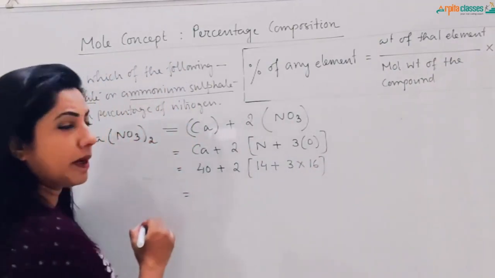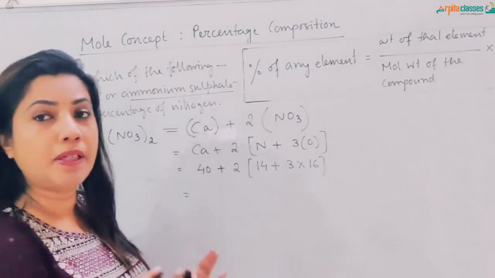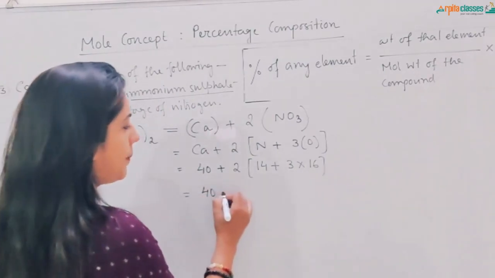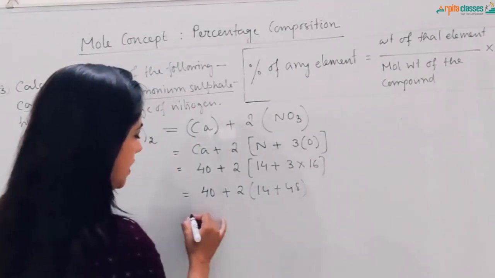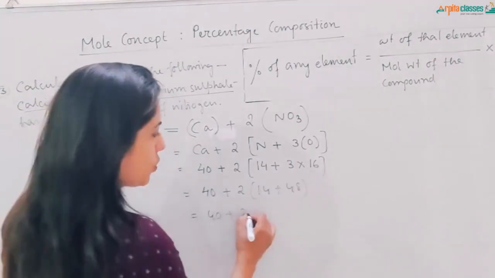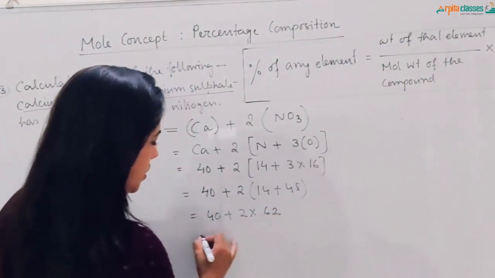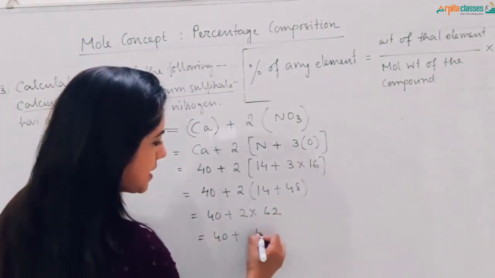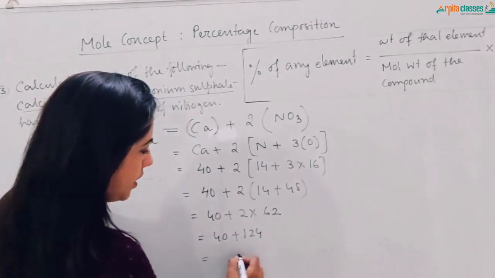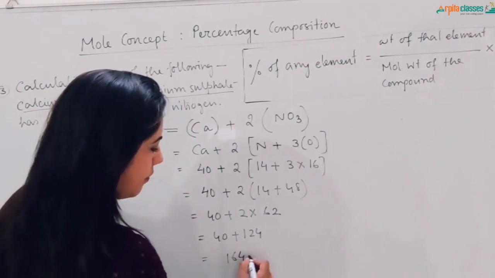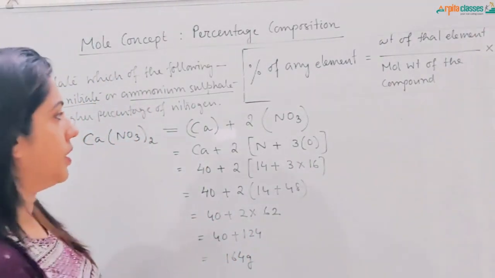Mostly the atomic weights will be given to you, and if it is not given, for the common elements we should remember the atomic weights. 40 plus 2 into 14 plus 48. So it comes 40 plus 2 into 62. 40 plus 124. So that's 164 gram. So this is the molecular weight of calcium nitrate.